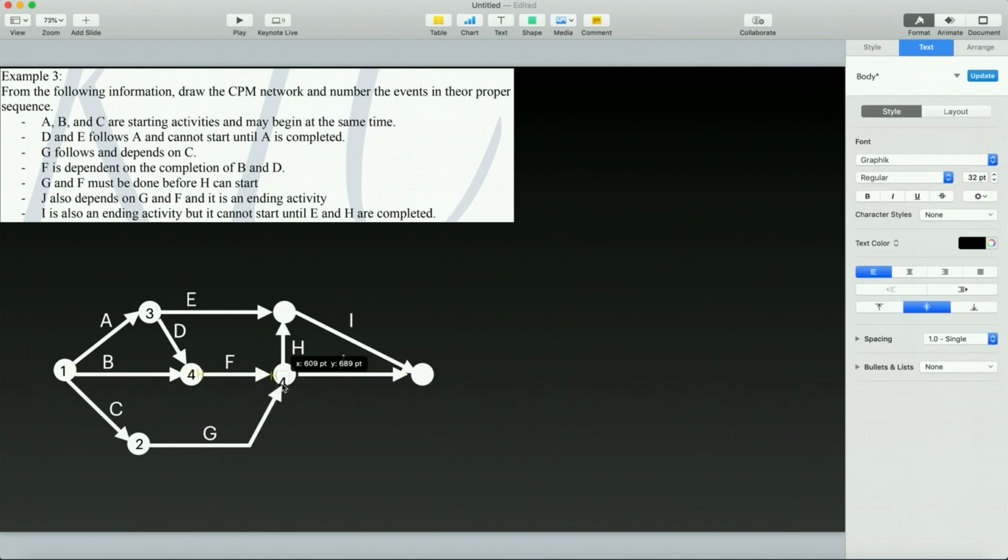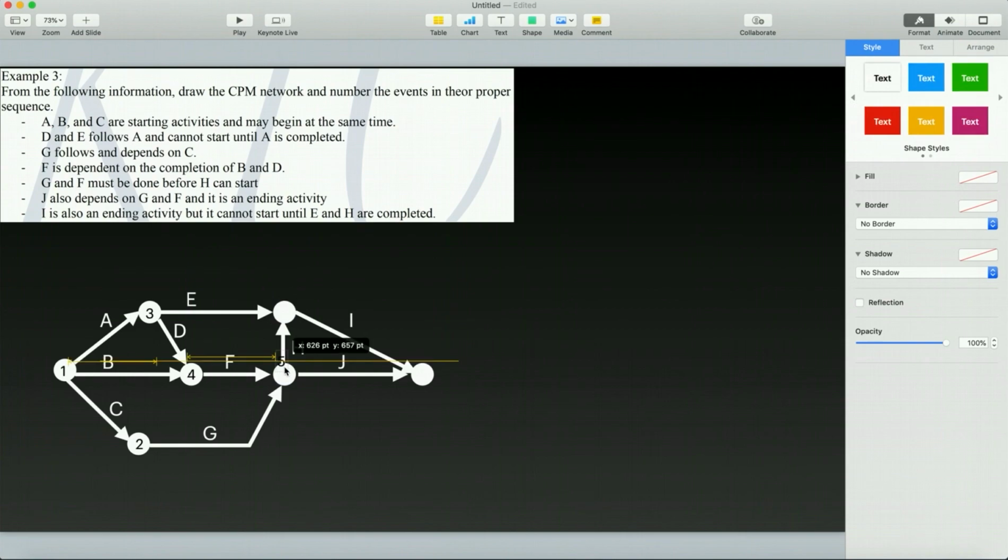Then another consideration here is the flow of your diagram. If you're going to check it here, the flow of diagram is this way. Therefore, my number 5 would be this. This would be my number 5 because node I is dependent on H. It is not otherwise. So I'll place my 5 here.